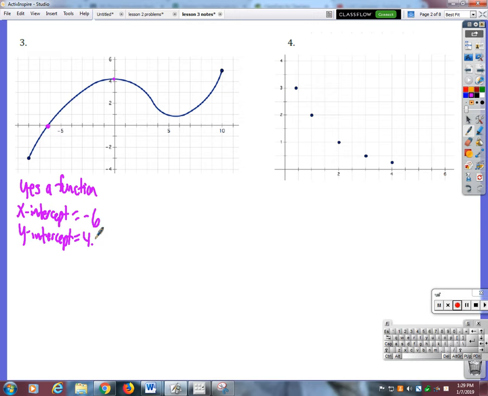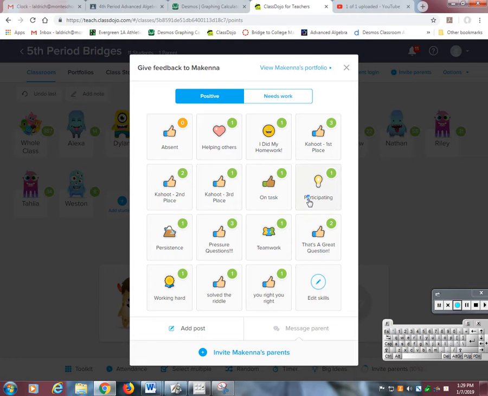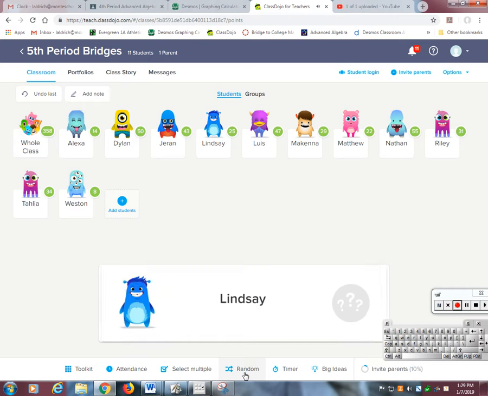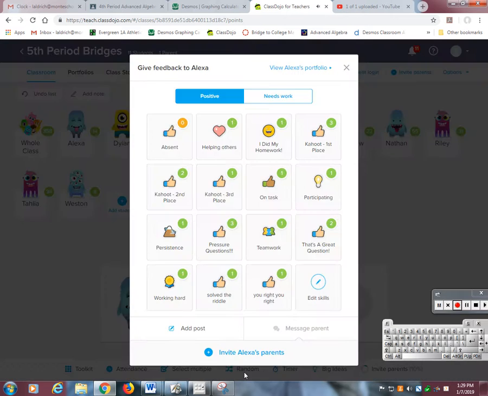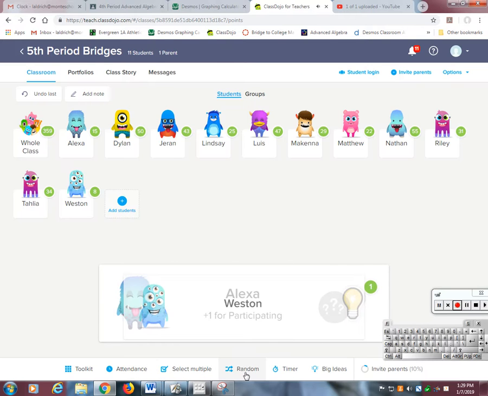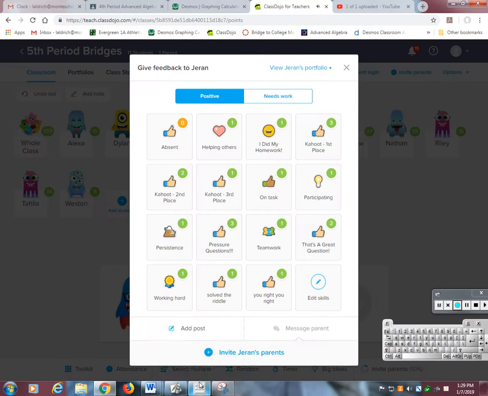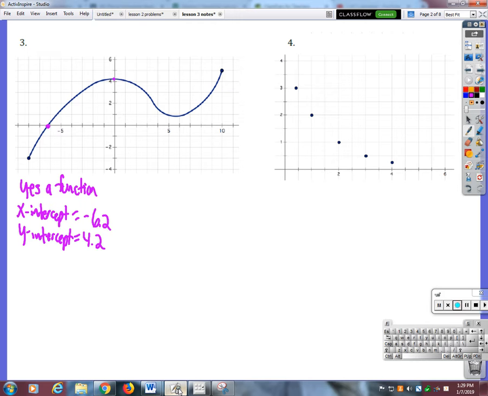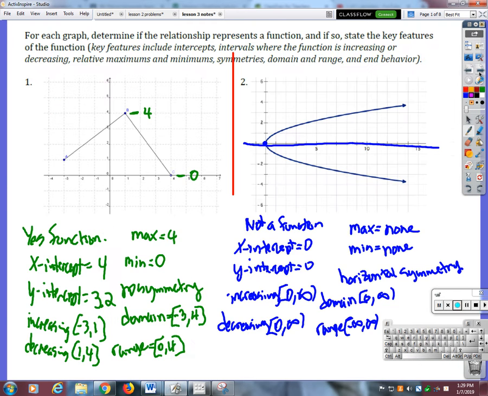4.2. Okay. Oh, yeah, because it's a little bit past negative 6. Yeah, that's fine. Okay, then are we maximum, minimum? Or are we increasing and decreasing? Both? I don't remember what's next. Increasing and decreasing?